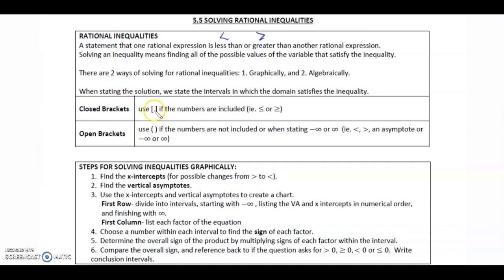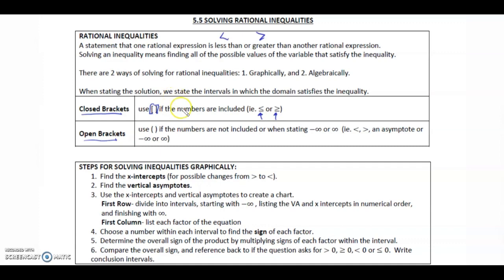When stating the solution, we state the intervals in which the domain satisfies the inequality. So just to review, we use either closed brackets or open brackets. Closed brackets are like square brackets, so that's if it includes. See this underline in the inequalities, the greater than and less than symbols? This means greater than or equal to and less than or equal to.